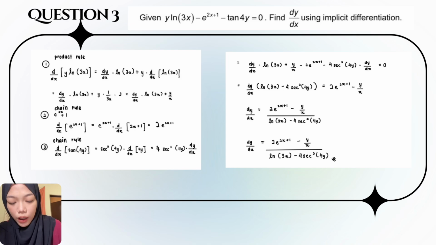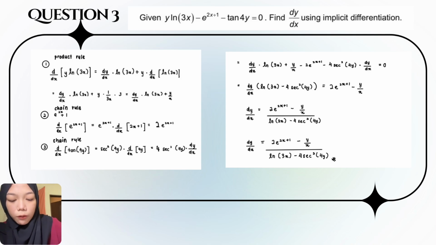Third term, tan 4y. Here we also use the chain rule. d over dx tan 4y equals sec squared 4y times d over dx of 4y, which equals 4 sec squared 4y times dy over dx. So we plug everything into the original equation. We get dy over dx times ln 3x plus y over x minus 2e power 2x plus 1 minus 4 sec squared 4y times dy over dx equal to 0.